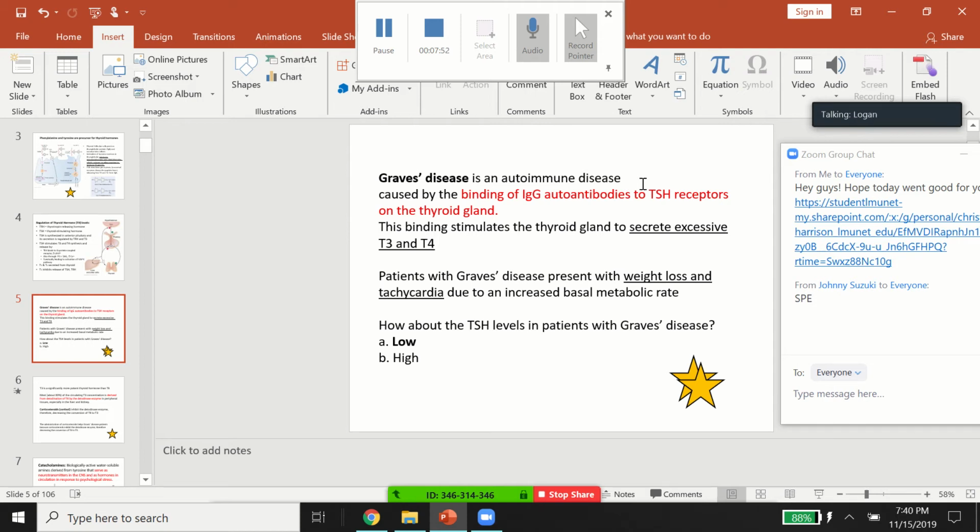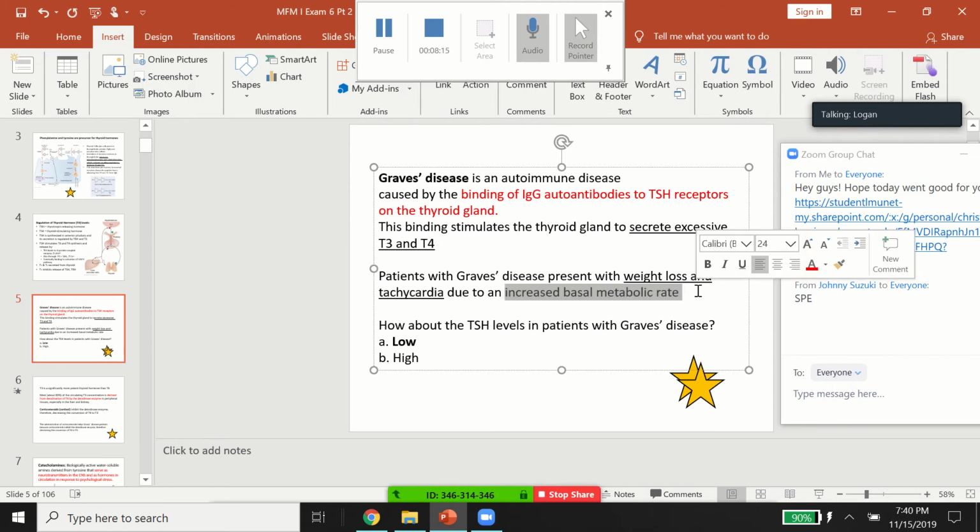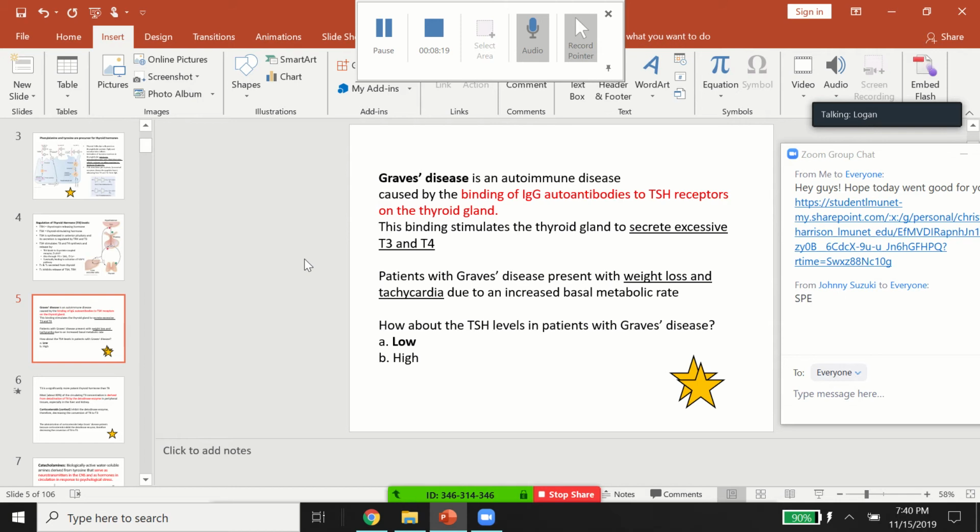So it'll act like TSH, like I said, and it'll secrete excess T3 and T4 because it won't be able to let go. So it'll be continuously causing T3 and T4 to be made and secreted. And so that's why you'll typically get things like weight loss and tachycardia, because of your increased basal metabolic rate. That's what I always associate thyroid hormone with, and that always helps me remember what it does.